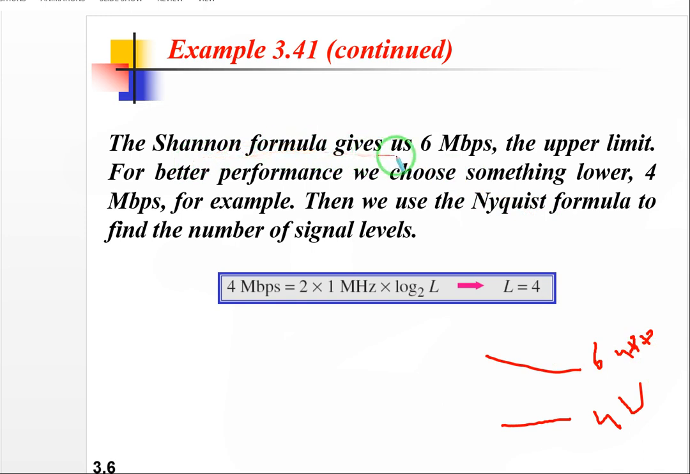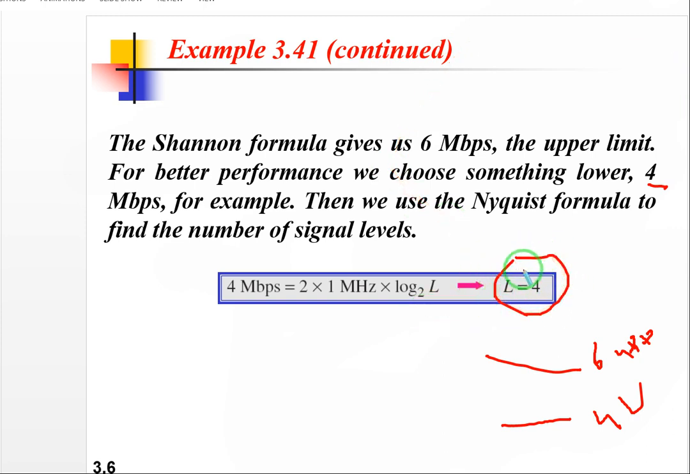The Shannon formula gave us 6 megabit per second, the upper limit. For better performance, we choose something lower, so 4 megabits, for example. Then we use the Nyquist formula to find the number of signal levels. In the Nyquist formula, your bit rate is now 4 megabit per second, 2 is in your formula, and you have a bandwidth of 1 megahertz, and again you have log base 2 of L. So your number of levels is 4. It is just a simple mathematical calculation.